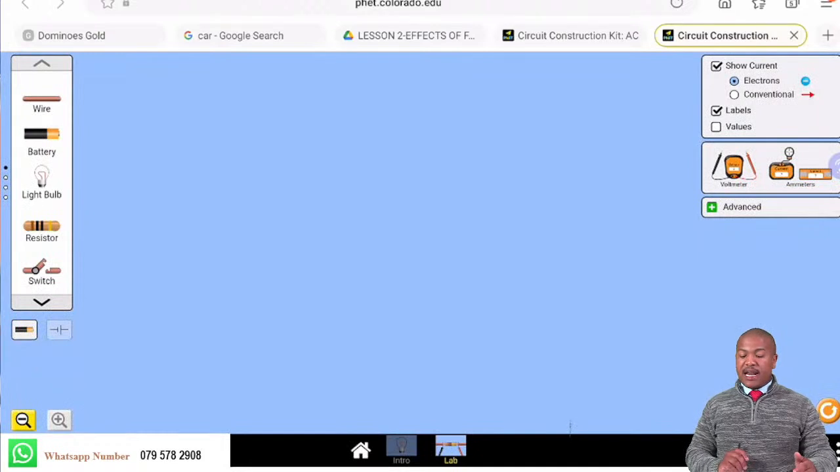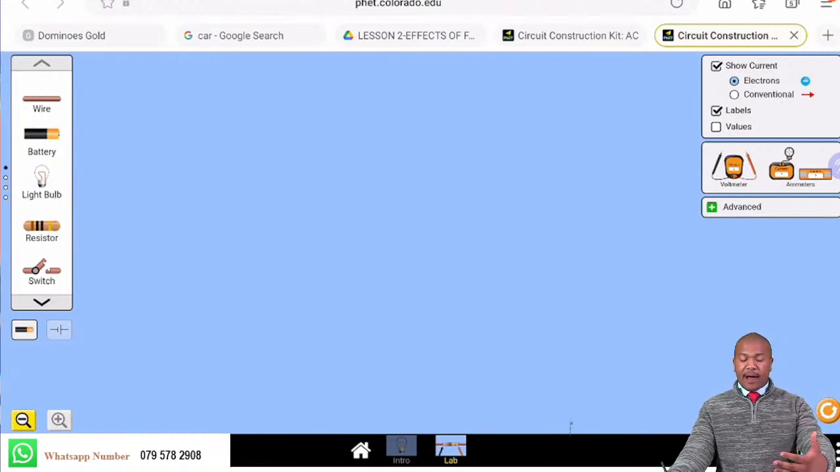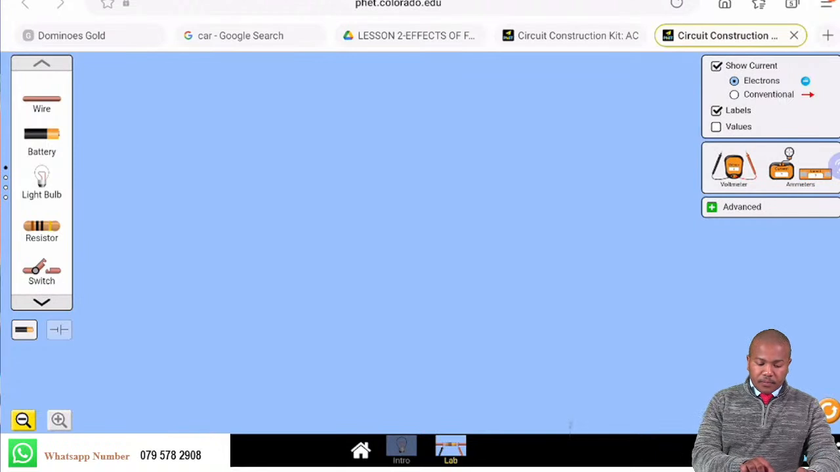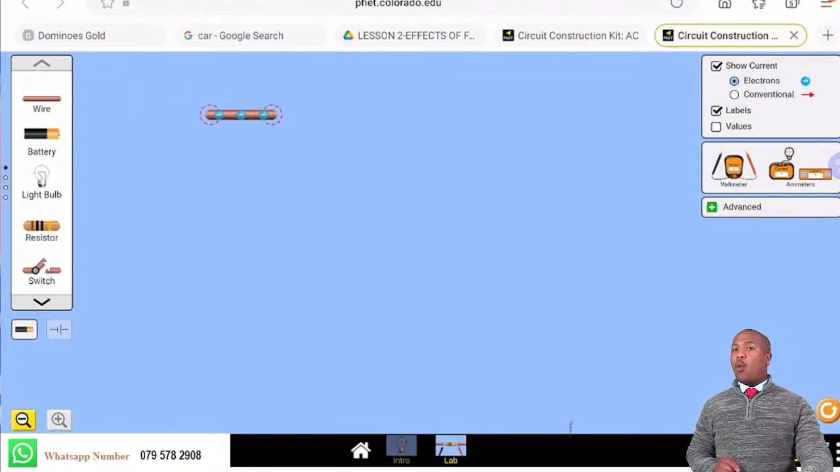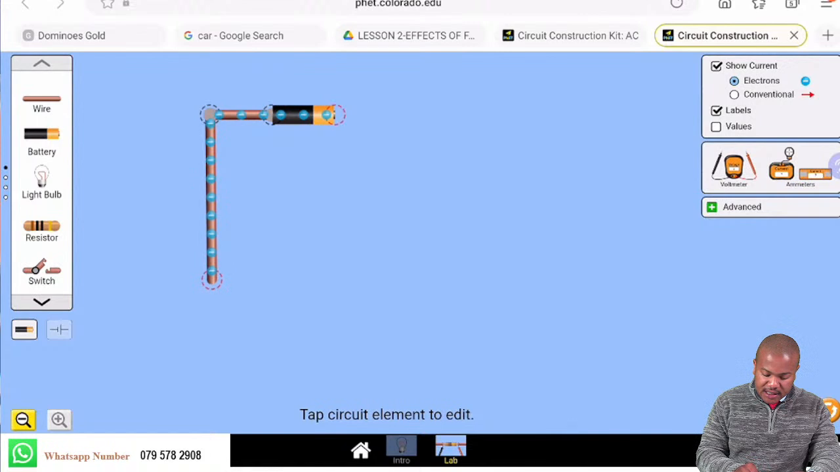You check under lab, and here is our lab. It has different components, right? As you can see, it has wires, batteries, light bulb, resistors, switch, and so on. So now let's construct a circuit. Firstly, I'm going to put a wire here, then we put another wire here so that we construct a simple circuit. Remember, a circuit needs to have a source of what? Electricity. We're going to put another wire here as well.